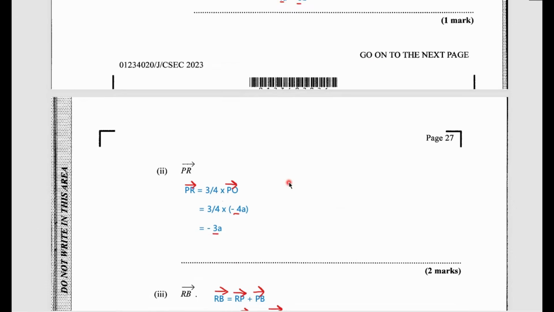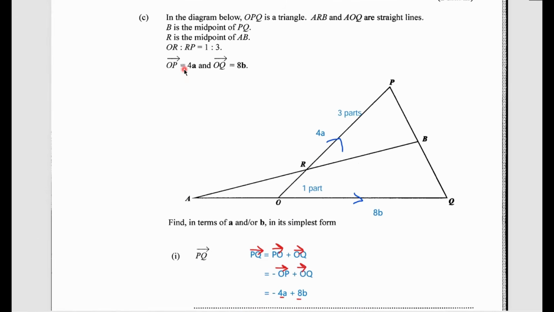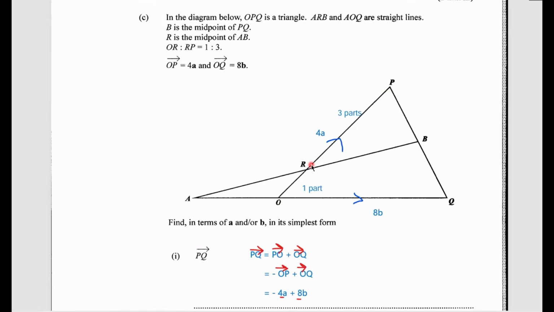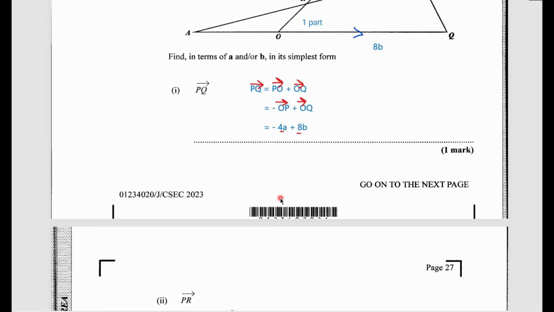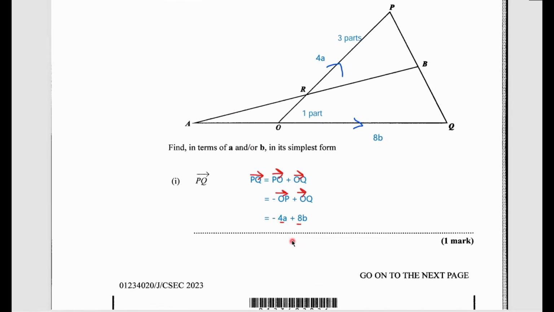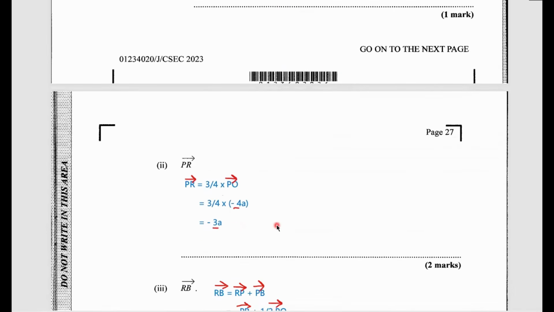PR. Now PR, which is just the switch of this, would be what? 3 out of 4 parts of PO. Remember PR going this way. And that's 3 out of 4 parts in all of what? PO. So it's 3/4 of PO. That's 3/4 by what PO is? Minus OP, which is minus 4A. And you get minus 3A.